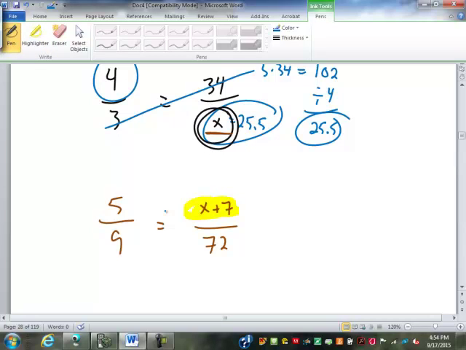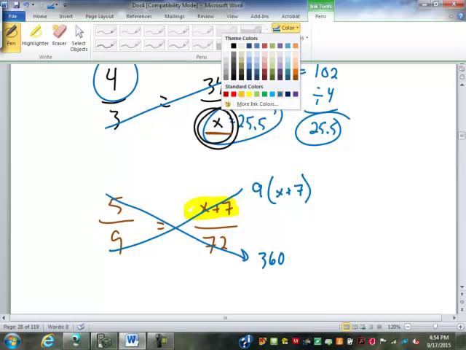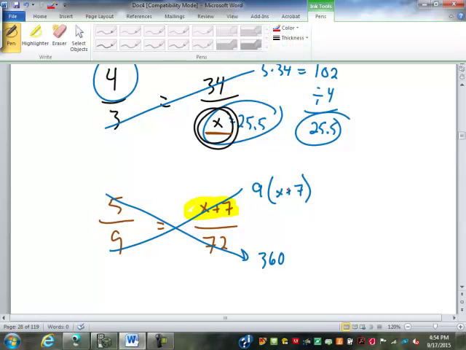Now, I usually do the one that has the two numbers first anyway. 5 times 72 is 360. Going this way, a little bit trickier. 9 times x plus 7. So to put this into an equation, I have to distribute that. 9 times x plus 7 is going to be 9 times x, which is 9x, and 9 times 7 is positive 63. So 9x plus 63 equals 360.